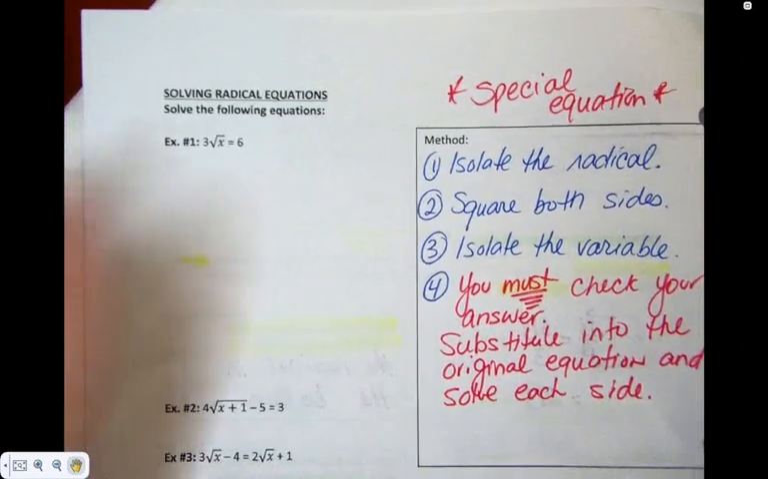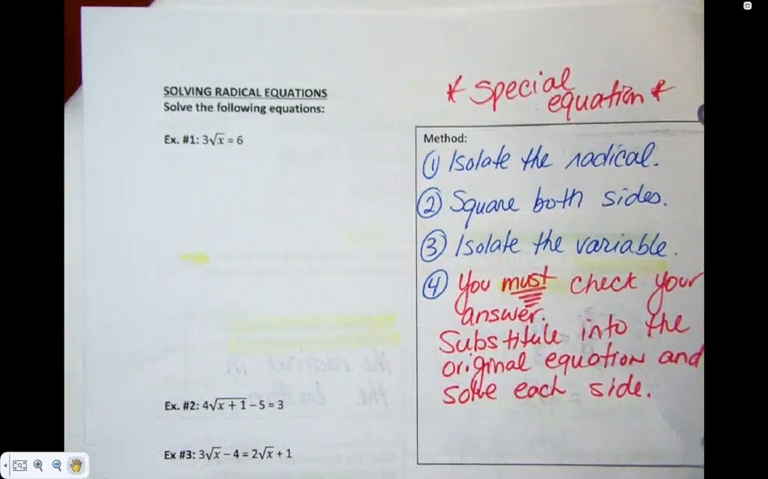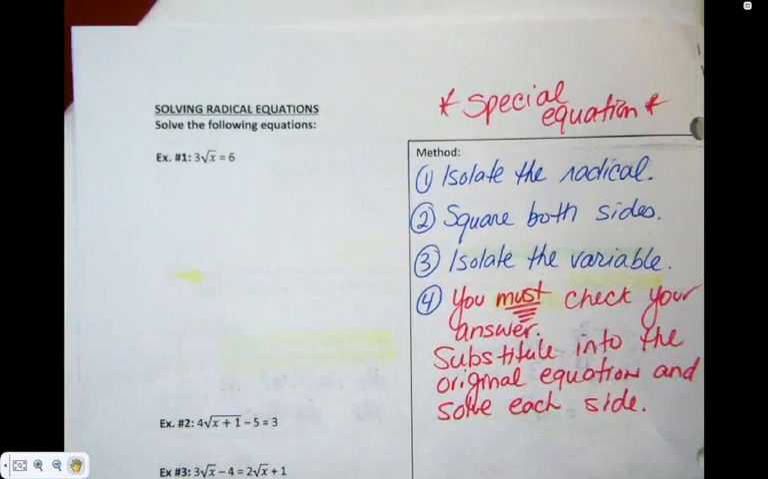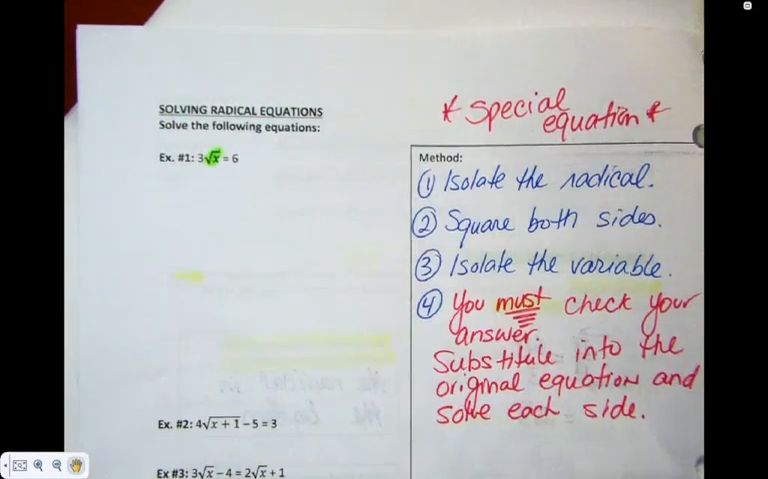So the first example we're going to do right on this sheet so we can have it right beside the method, and then we'll flip to paper for the last ones. So step number 1, we need to isolate the radical. What that means is I need this root of x all by itself. How do I get rid of a multiplication by 3? Divide by 3.